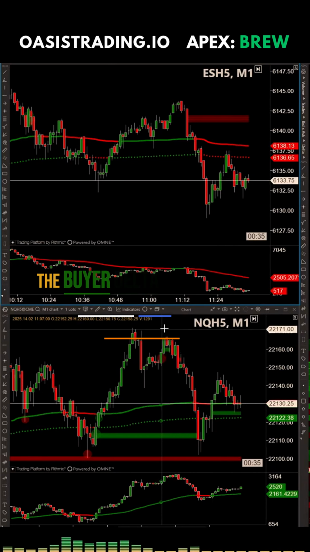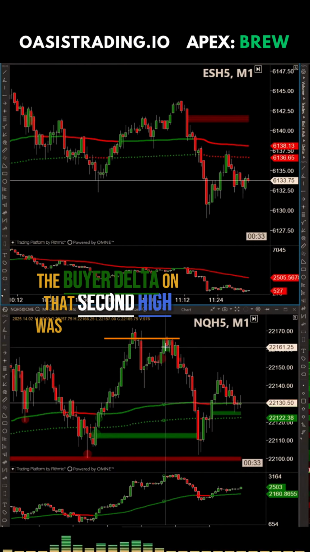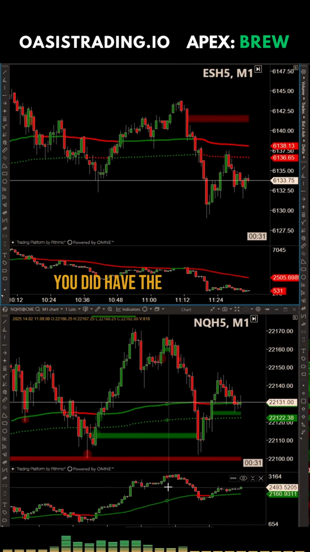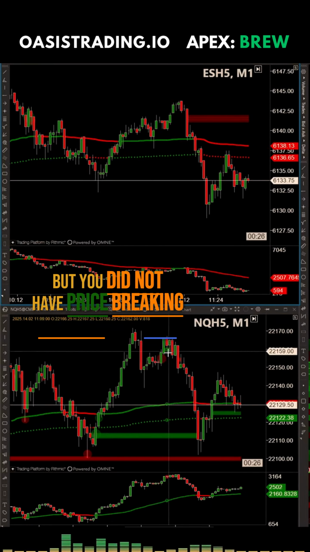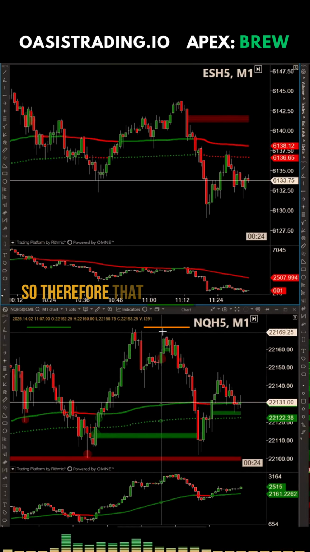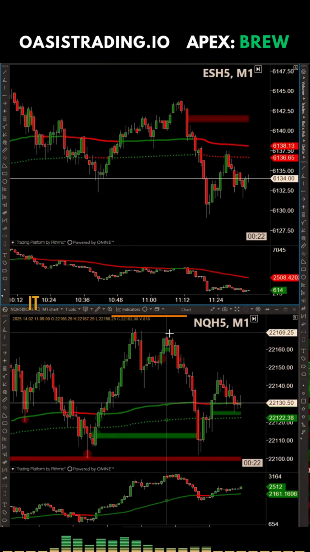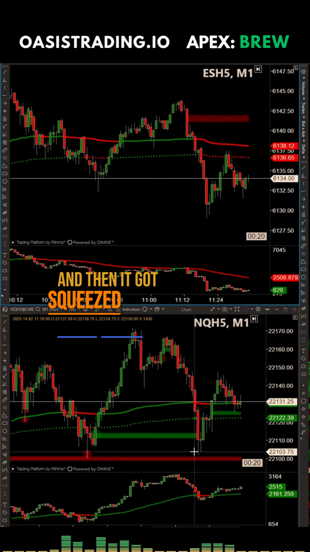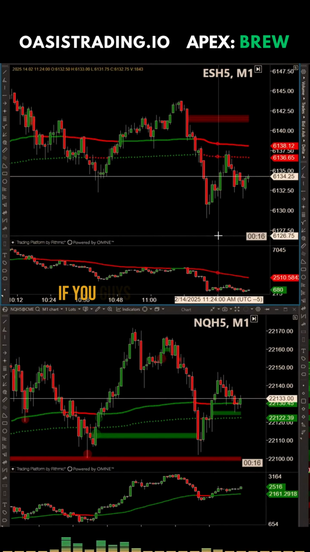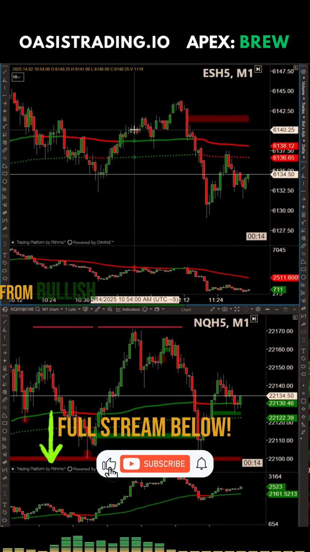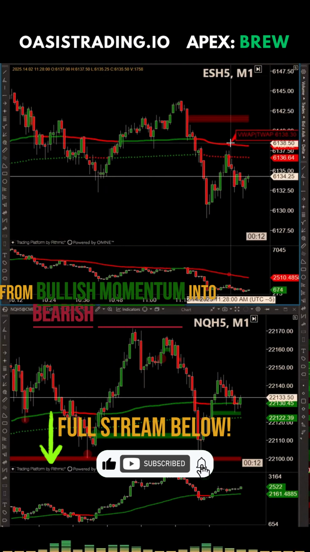That means the buyer delta on that second high was being absorbed. You did have the buyer delta coming in, but you did not have price breaking through that high. So therefore, that buyer delta was being stuck, it was being absorbed, and then it got squeezed out on the move down there. So a couple of signals to look out for if you guys are looking for a shift from bullish momentum into bearish momentum.